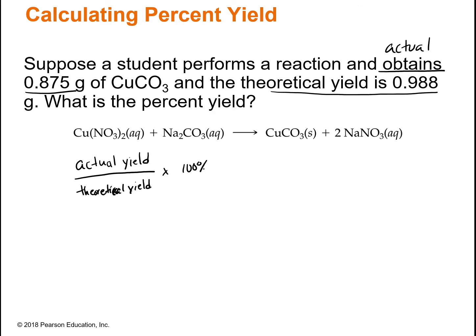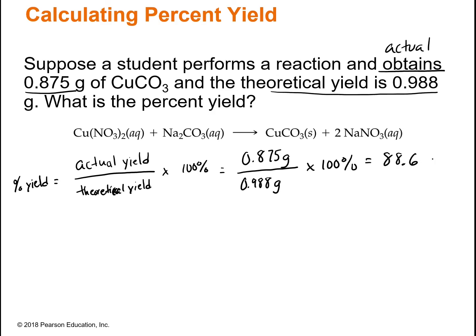This is the equation. And you just need to make sure to put the right thing in the right place. The actual yield goes on top. The theoretical yield goes in bottom. You divide those two numbers, multiply by 100%, and you should get 88.6% yield.